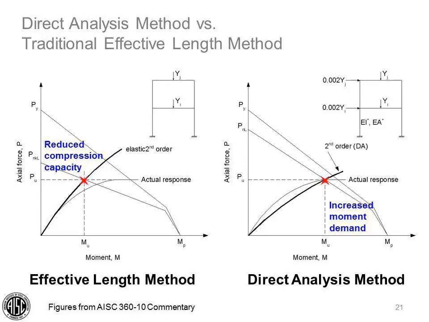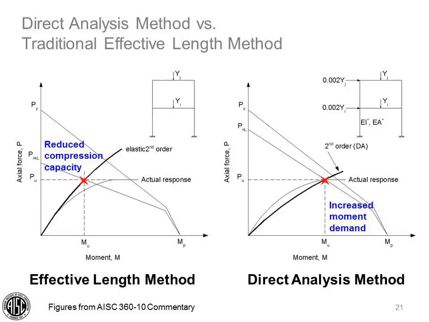Another way to look at the differences in approach between the direct analysis method and the effective length method is to compare the demand and capacity curves. Here we have an example of beam column axial force and moment interaction checks using the effective length method on the left and the direct analysis method on the right. A few things to note in these graphs.